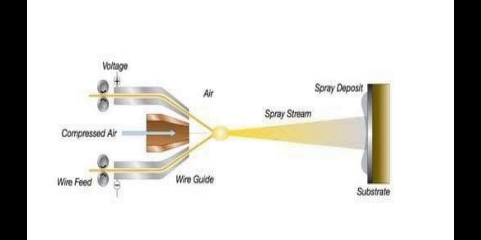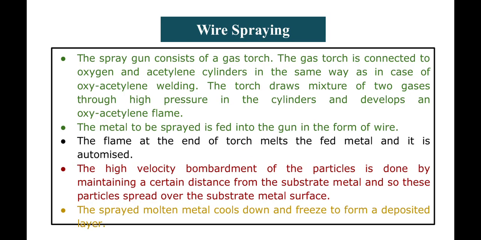And so these particles spread over the substrate metal surface, and the spread molten metal cools down and freezes to form a deposit layer. Then the required thickness of coated metal can be maintained by laying down many such layers over there. Okay, so this is the wire spraying.